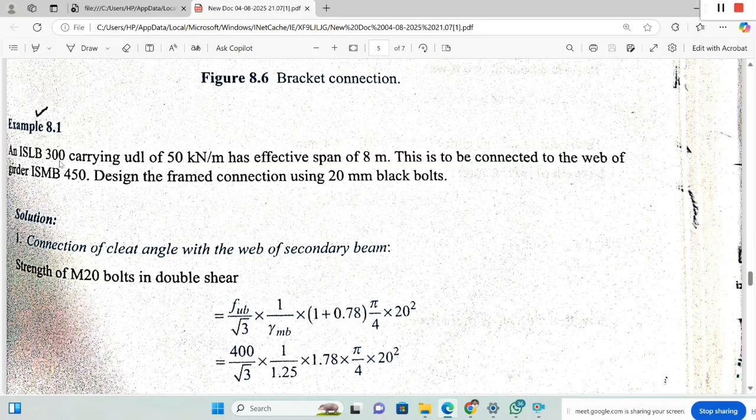This is to be connected to the web of a girder. That is the main beam, ISMB, Indian Standard Medium Beam. 450 means 450 mm depth. Design the framed connection using 20 mm black bolts.